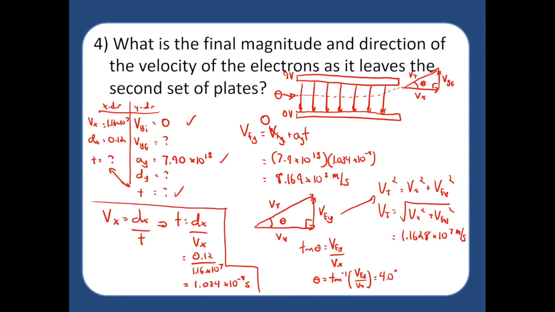So if we want to write out our answer now, all we have to do is say that it is therefore 1.1628 times 10 to the 7 meters per second at 4.0 degrees above horizontal. Just like you did when you were dealing with projectile motion. So this is an important element here.